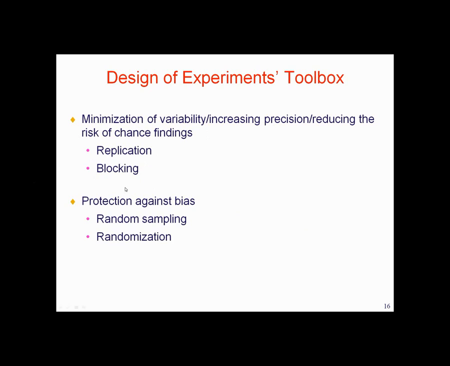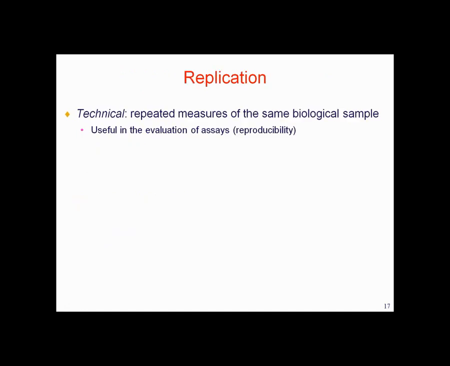On the other hand, to protect against bias, you can use random sampling and randomization. And we will talk about these different techniques in turn now, okay? So replication means essentially that you make repeated measures of something. You can have technical replication, where you take repeated measures of the same biological sample. When is it useful? Well, it is useful if you evaluate an assay, right?